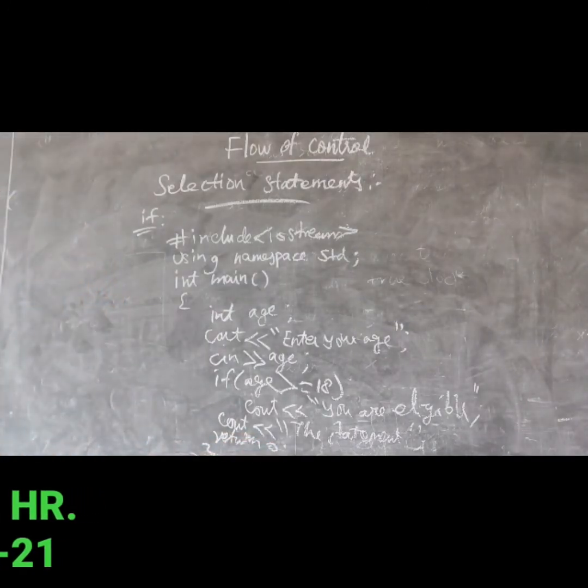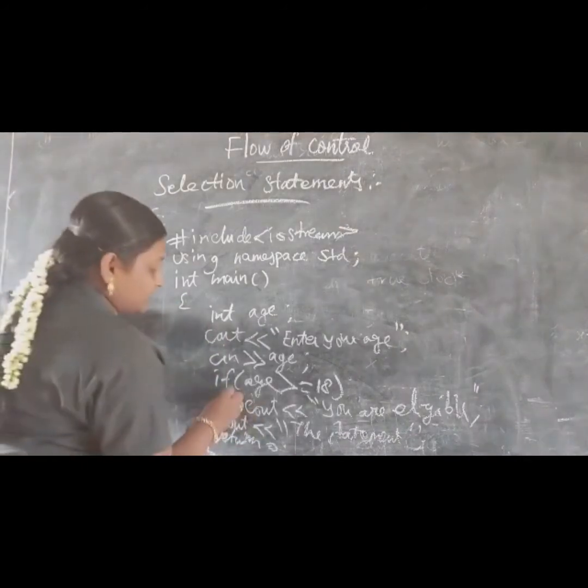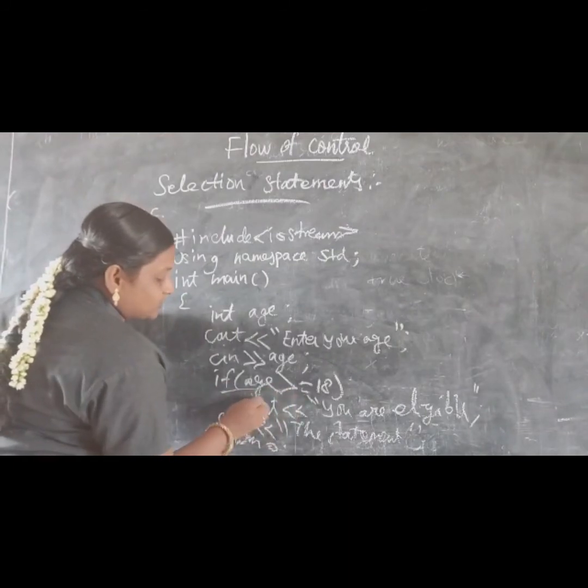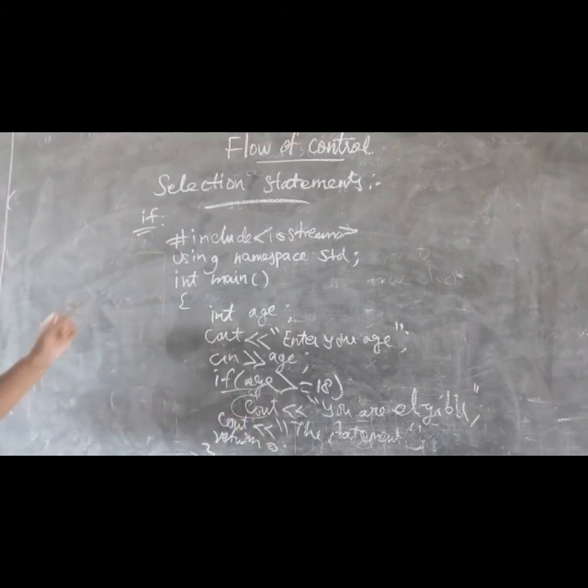So this is the example program. Here, cout you are eligible for voting. The pair of braces is not required here because the if condition is followed by only one statement. If the if statement is followed by only one statement, there is no need to give braces. So this is the example program for the simple if statement.